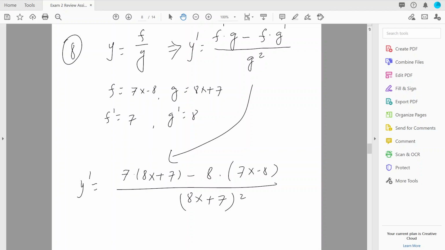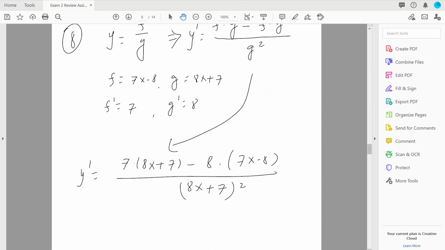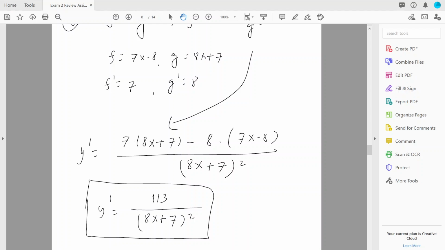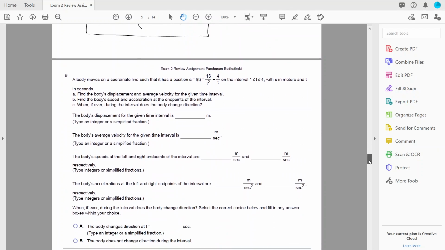So on the top, after simplification, you can see that 7 times 8 is 56, 8 times 7 is negative 56. So the first term will be cancelled out. After that, you have to add 7 times 7, which is 49. Negative times negative is positive 64. Eventually, that will be 113. And on the denominator, it is 8x plus 7 squared. So that's the derivative by using the quotient rule. That's problem 8. Okay, let's go to problem 9.